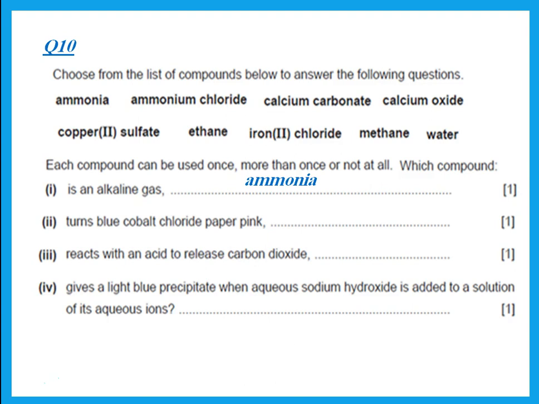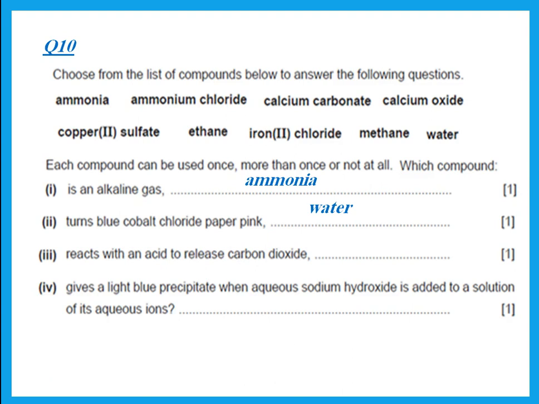So carbon dioxide is acidic. Sulfur dioxide is acidic. Gases like hydrogen, oxygen are neutral. Carbon monoxide is neutral. So the only alkaline gas is ammonia. Okay, which one turns blue cobalt chloride paper to pink? Again, turning blue cobalt chloride paper to pink was the test for what? It was actually the chemical test for water.